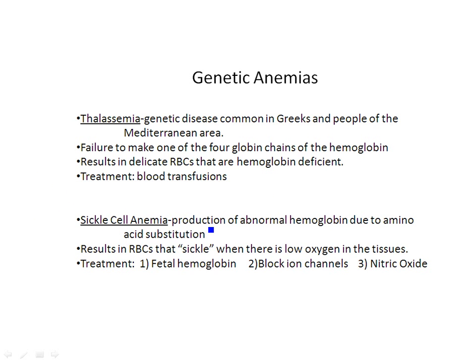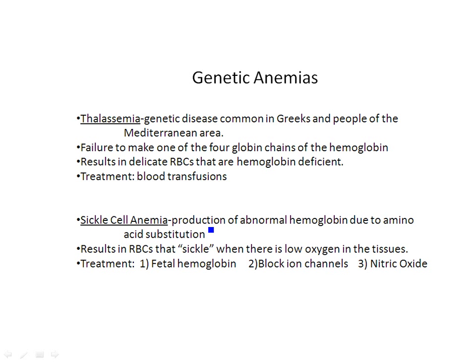You inherit it. What happens with these thalassemias, and there's very different kinds, is a failure to make one of those 4 globin chains, one of those 4 protein chains of the hemoglobin. If you don't make one of them right, it's going to result in very delicate red blood cells that are hemoglobin deficient, because one of those chains is not working right. Your treatment for that is then going to be blood transfusions because you're not making the cells the way they should be made, and specifically you're not making that hemoglobin the way it should be made.